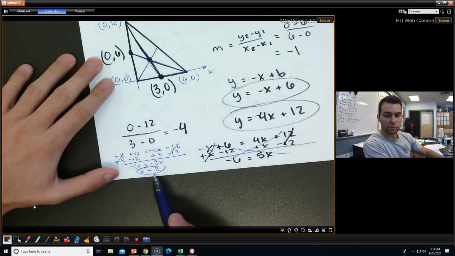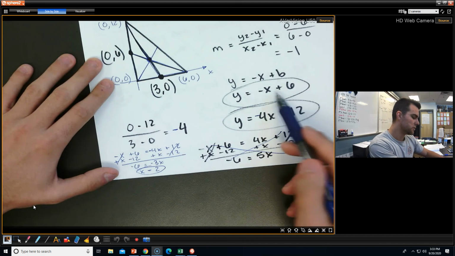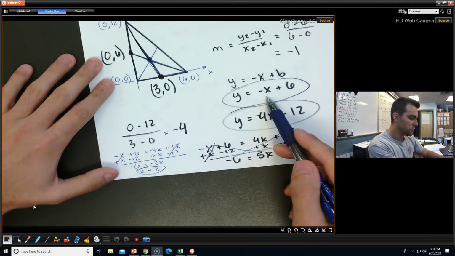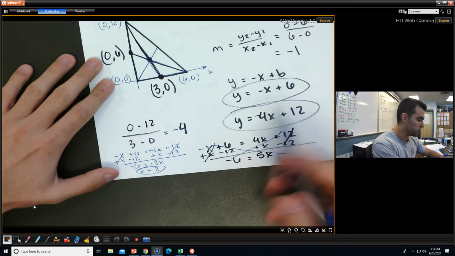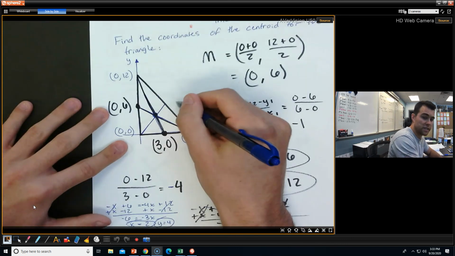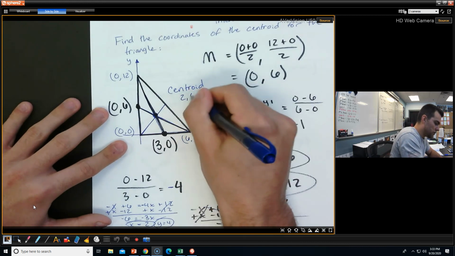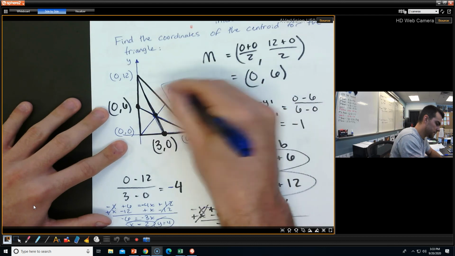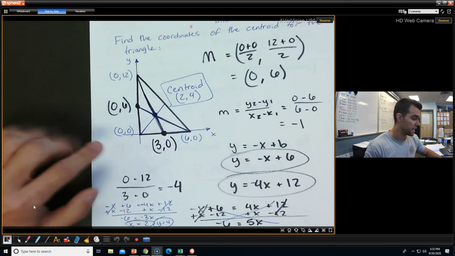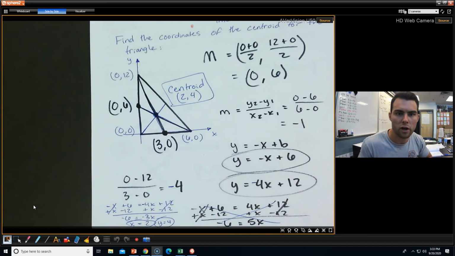So now I have x equals 2, and now I can just throw that into either equation. I'm going to do this one. So I get negative 2 plus 6. That gives me y equals 4. So that means my centroid has coordinates of 2, 4. And there we go. That's the answer to that guy. Again, that makes sense. 2, 4. Hey, that's somewhere in that realm right there, okay? Go ahead and get going on your homework and let me know if you need help.